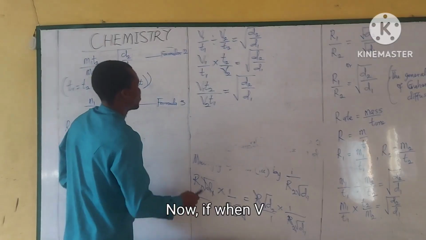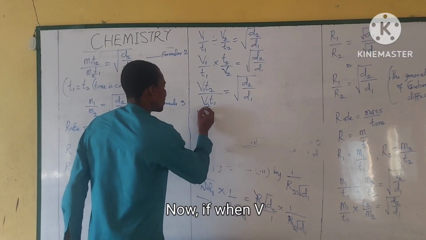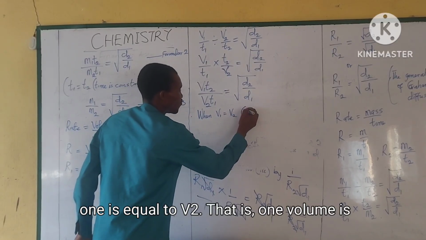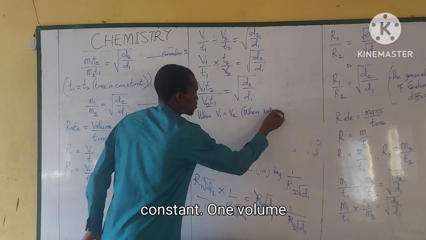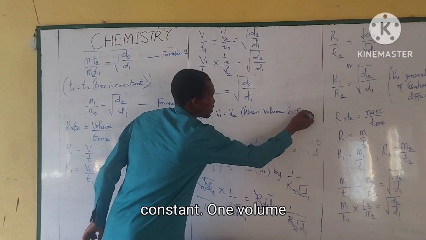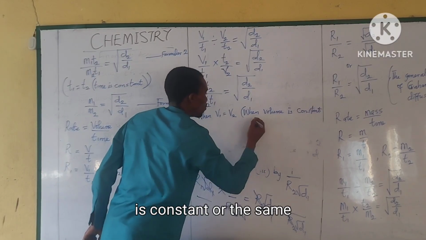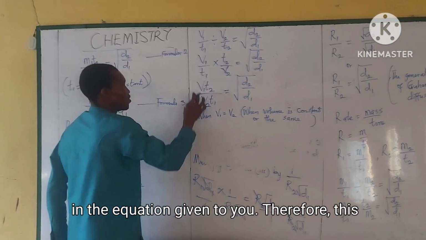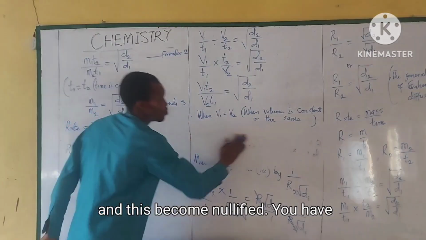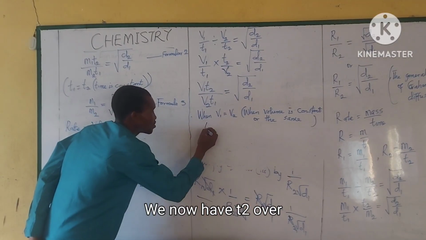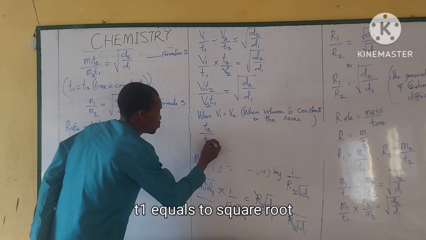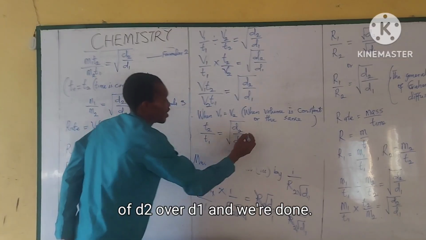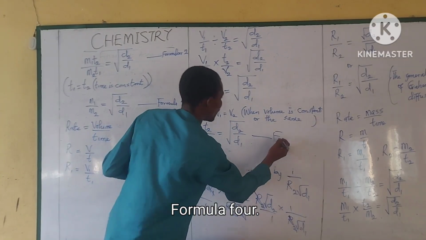Okay. Now, when V1 is equals to V2, that is when volume is constant, or the same in the question given to you, therefore, this and this become nullified. We now have T2 over T1 equals to square root of D2 over D1. Another formula, what now? Formula 4.